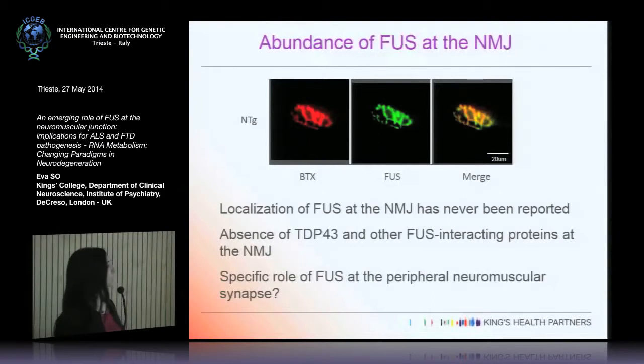And I also tried to localize TDP43 and other FUS interacting proteins at the neuromuscular junction, but none of them colocalize with bungarotoxin like this. So this suggests that there may be a specific role of FUS at this peripheral neuromuscular synapse.